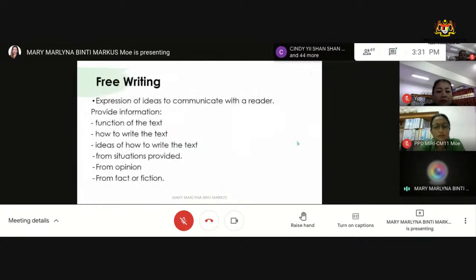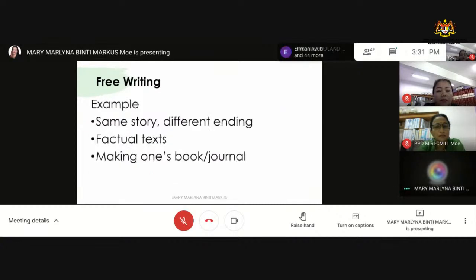And the next one is free writing. Free writing is expression of ideas to communicate with the reader, providing information such as the function of the text, how to write the text, and ideas of how to write the text from a situation provided, from opinion, or from fact or fiction. For example, sometimes we give them the same story but a different ending, meaning all the pupils are given the same title, maybe about what happened during your holiday, but each pupil writes a different ending. Others are based on factual text, and making one's own book or journal.